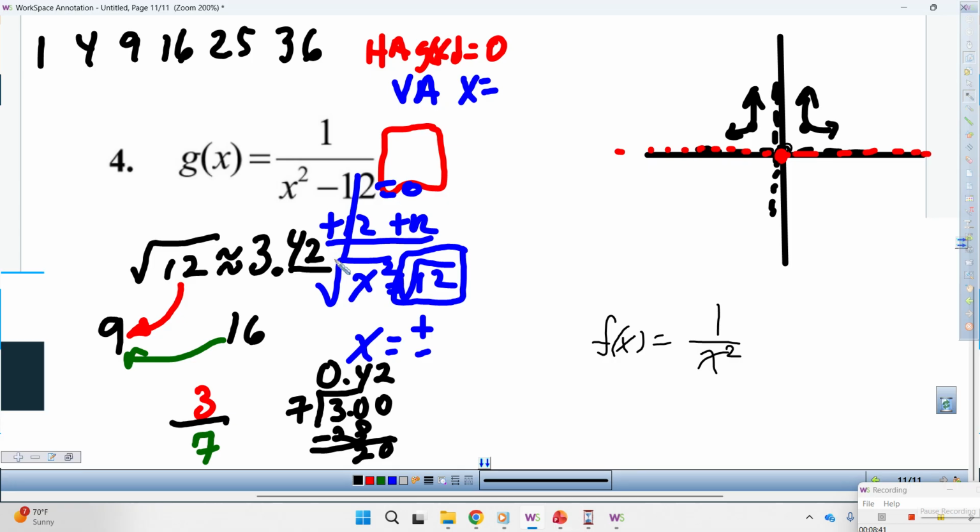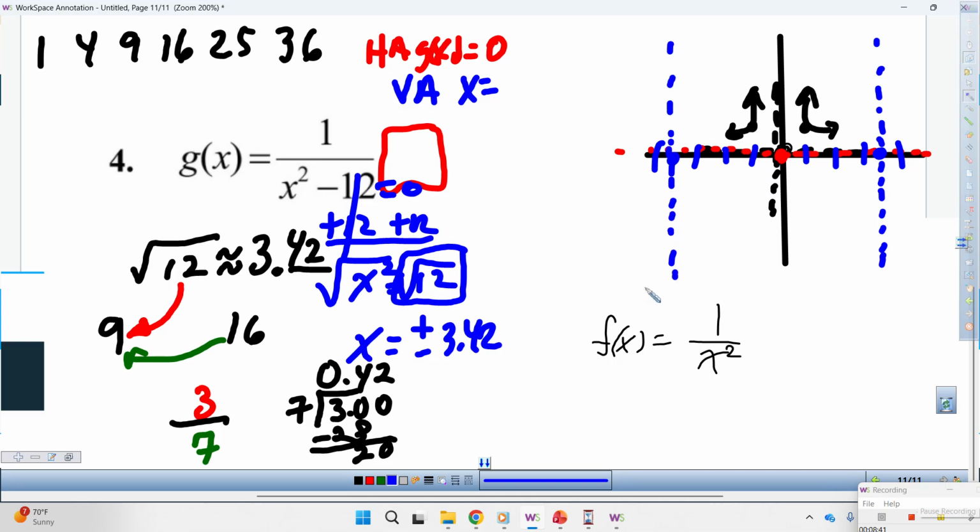Are we there? Now, if you use a calculator, that's fine. It should have given you something close to 3.4. Is that correct? Which means our vertical asymptote is 3.42. So that means you go to, here's 1, 2, 3, 4. 3.42 is about right there. And negative 3.42 is about right there. And then we make our graph.